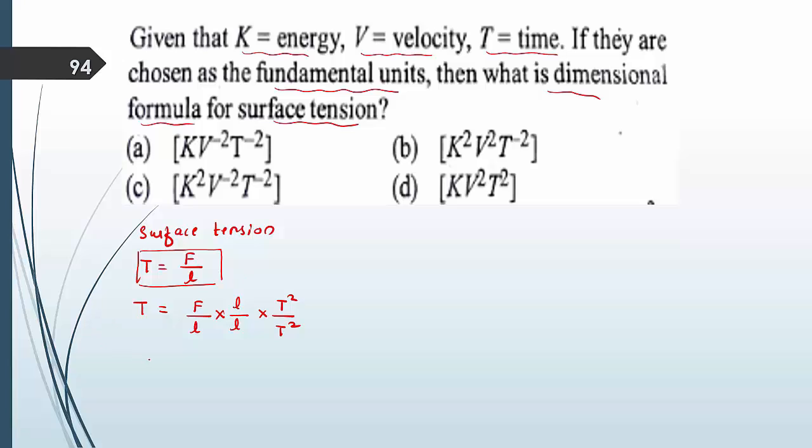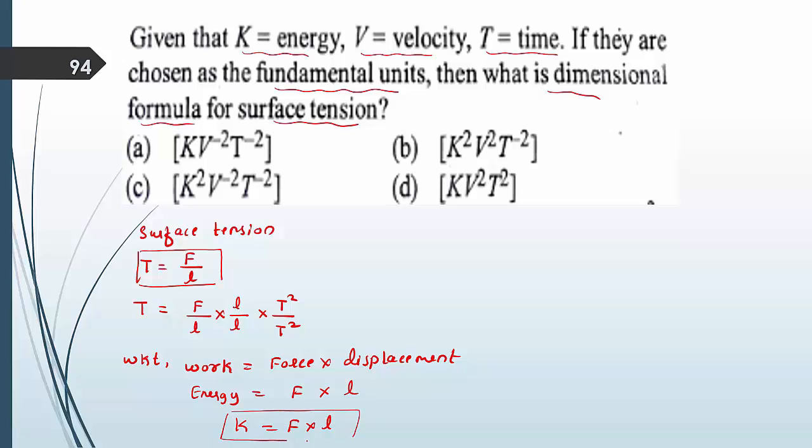Right? Then we know that work is given by the equation force into displacement. Work equal to what? Force into displacement. Work done is equal to energy. Energy equal to force into displacement. Displacement means L. So now I can write energy here in the problem. It is equal to K. K equal to energy, F into L. Right. Now let us consider this equation. We can use it later.